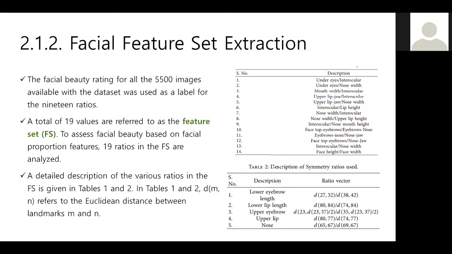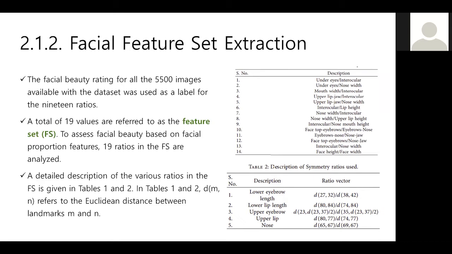The facial beauty rating for all the 5,500 images available with the dataset was used as a label for the 19 ratios. These ratios are used as input to the model for the prediction of facial beauty. The basic premise of the feature set is that certain proportions of the face should follow defined ratios. Here, 14 golden ratios and 5 symmetry values have been used. A total of 19 values are referred to as the feature set, FS.